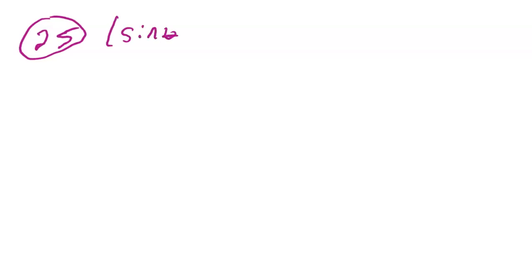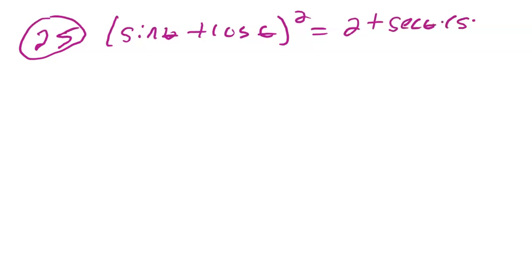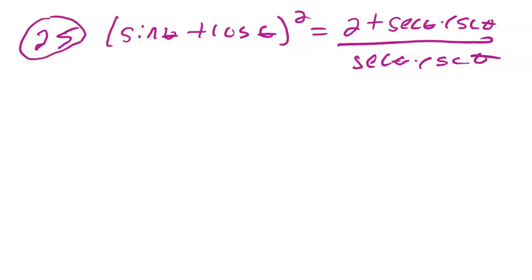Sine theta plus cosine theta squared is equal to 2 plus secant theta times cosecant theta over secant theta times cosecant theta. Okay, finally, this is difficult. This is going to be not so fun. I gotta think. Nah, thinking's overrated.